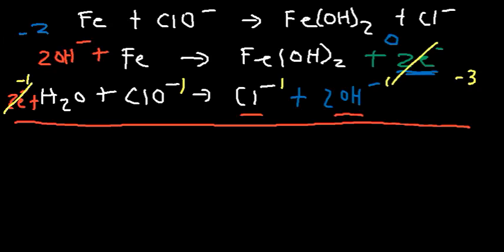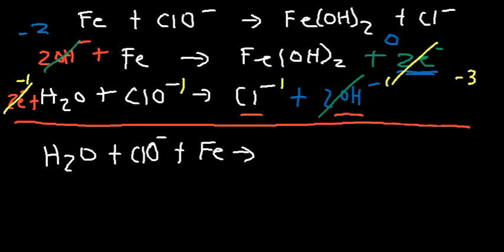So now we can add everything. So notice that the electrons cancel, but also the hydroxide ions cancel as well. We have 2 on the left, 2 on the right. So now we can add the half reactions. On the left side we have H2O plus the hypochlorite ion plus Fe. And that's going to convert into Cl minus and FeOH2.